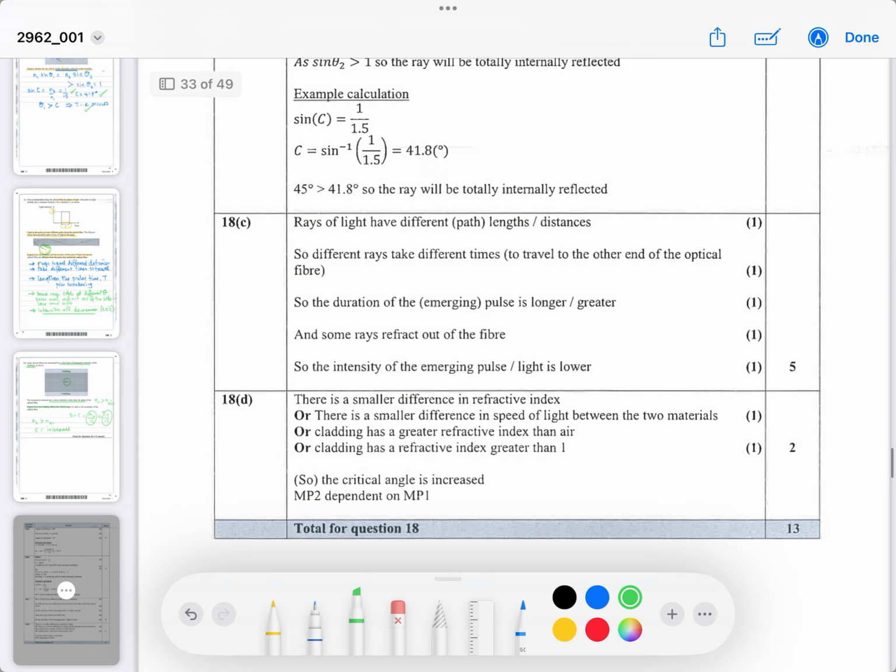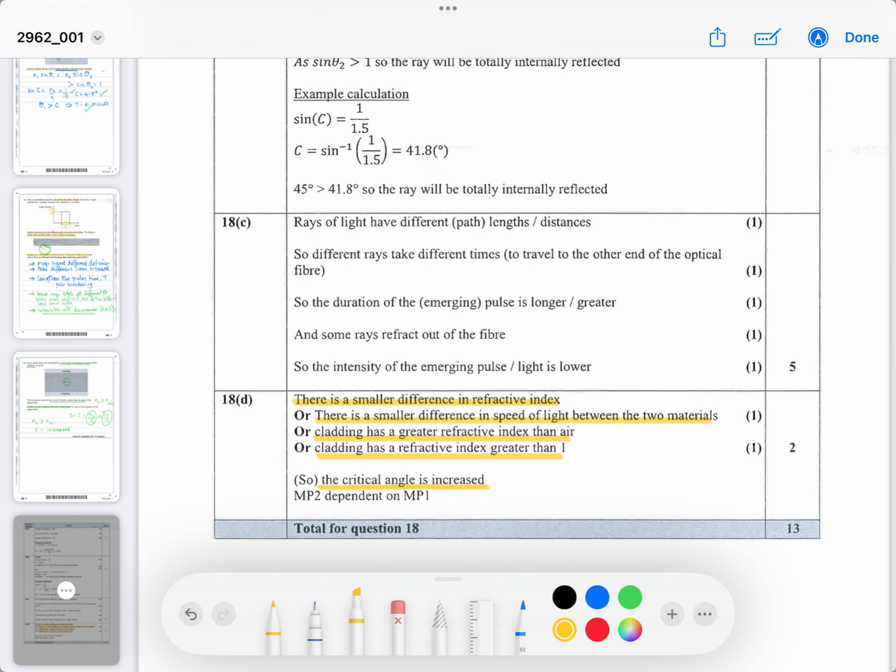Okay. Part C, the broadening of the pulse and the intensity loss. So here, let's just go exactly through that wording. There is a smaller difference in the refractive indices. Or you could say there is a smaller difference in the speed of light between the two materials, which is true. Or you can say the cladding has a greater refractive index than air, which I mentioned. Or the cladding has a refractive index which is greater than 1 because air is 1, so these are the same point. So the ultimate point is that the critical angle is increased.